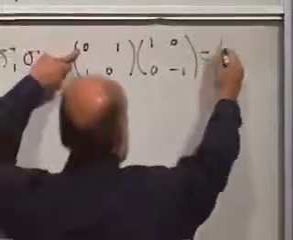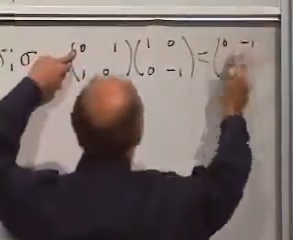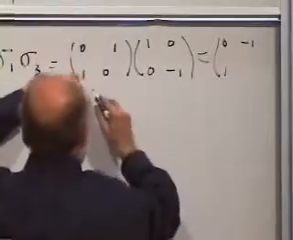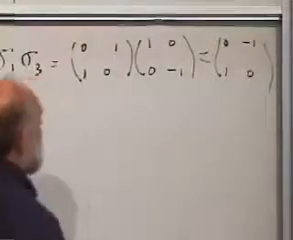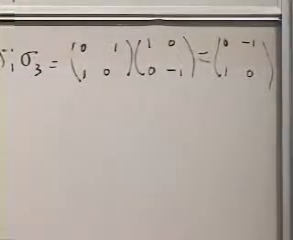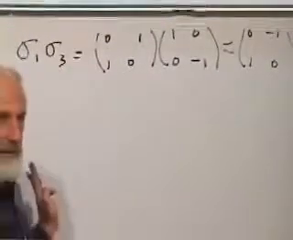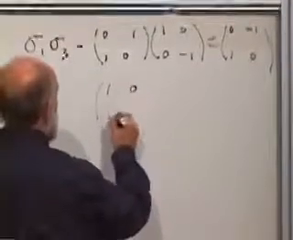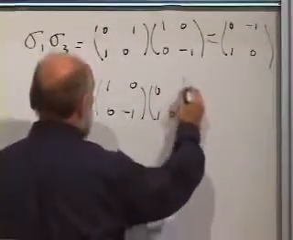this times this is 0. This times this is minus 1. This times this is 1, and this times this is 0. Did I get that right? I think I did. Okay. Now let's do it the other way: (1, 0; 0, -1) times (0, 1; 1, 0).